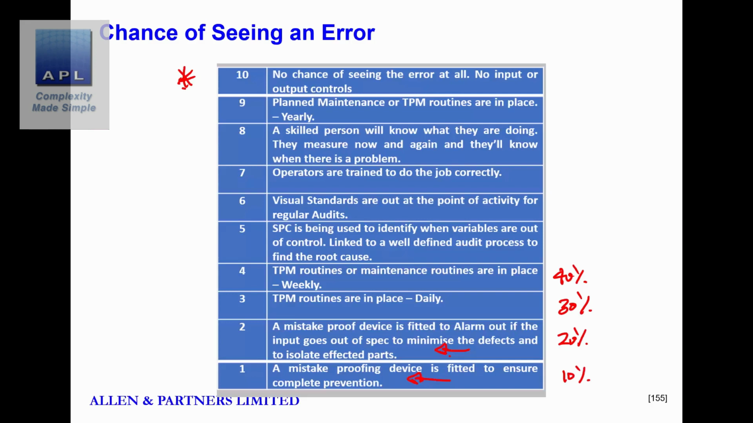But if you say, I have a mistake proofing device fitted, you can easily say, oh, I can therefore score it a 1. I have a mistake proofing device fitted, but it's an alarm type. So I'm halfway into making the mistake, then I get an alarm. That would be level 2. I have daily TPM routines, weekly TPM routines, SPC. I might actually swap those two over, looking at it at the moment. I think those two should be the other way around.